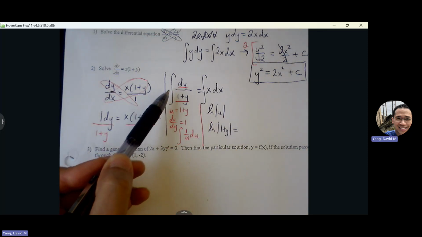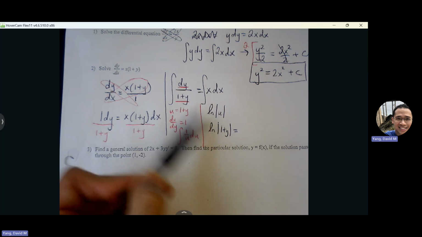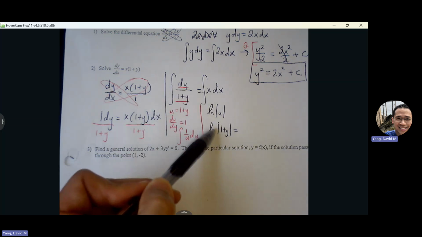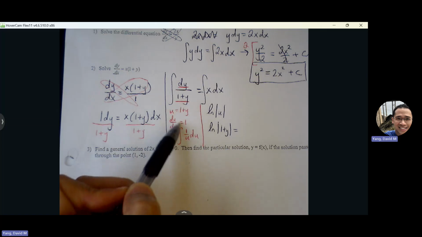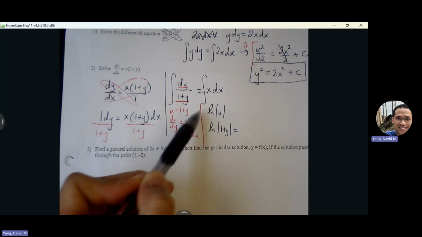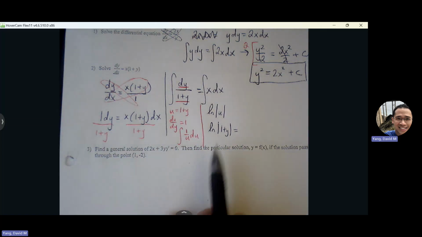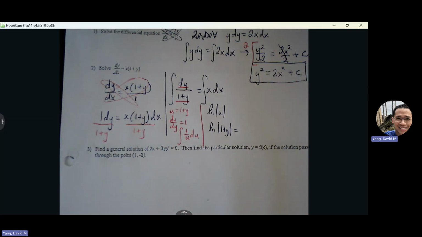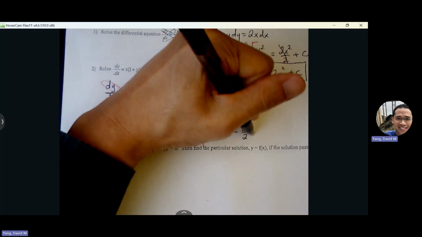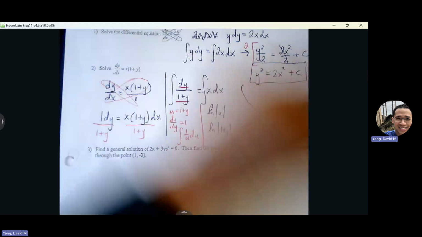So if you're comfortable, you can go directly from here to here, and I would be okay with that because this is manageable. But if you're wanting to go through each of the steps, you're more than welcome to do that as well. Okay, so the left side is done. The right side, x becomes what? Yeah, 1/2 x squared or x squared over 2. And then the plus c is just going to show up one time on the right side.